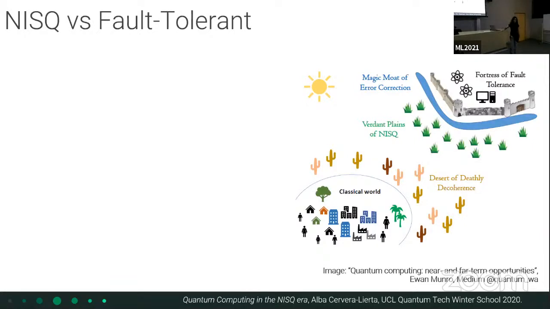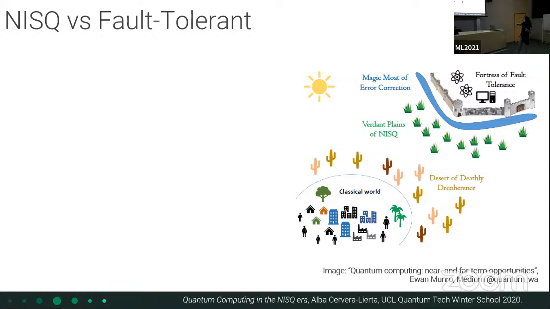And to compare NISQ versus the other kind of quantum computing, which is the origin of quantum computing, we also use the word fault-tolerant, which is this perfect quantum computation. It will eventually be the future, we hope. So our qubits will be perfect and we can perform whatever operation we want and require as many gates as we need. So this is a diagram that I obtained from this article, which more or less illustrates the difference between NISQ and fault-tolerant.